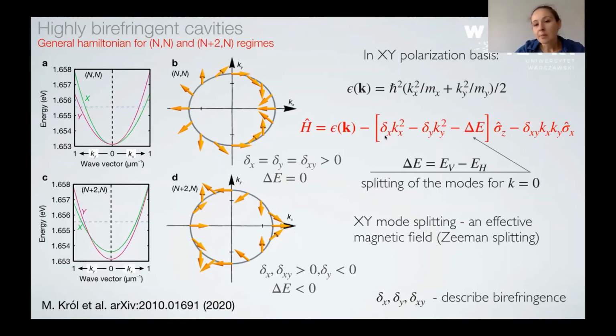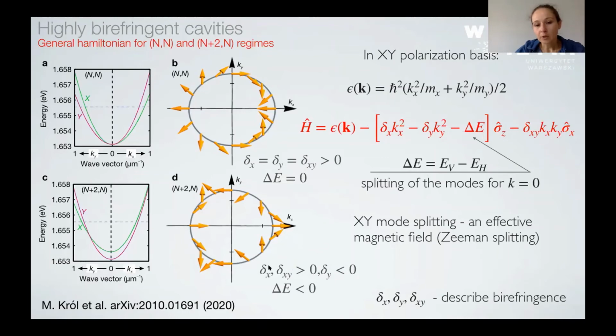But then we can parameterize our structure with these delta parameters that actually describe the birefringence in our structure. So in the typical optical spin Hall effect, all of these deltas are the same, and they are higher than 0. And then the mode splitting, so the difference between H and V polarized modes, this X-Y mode splitting, in this regime is 0, so we put 0 here. And then we have the typical Hamiltonian that was first developed by Alexei Kavokin and then later developed by many authors to describe the system.